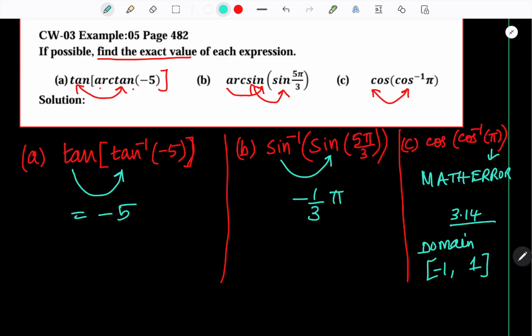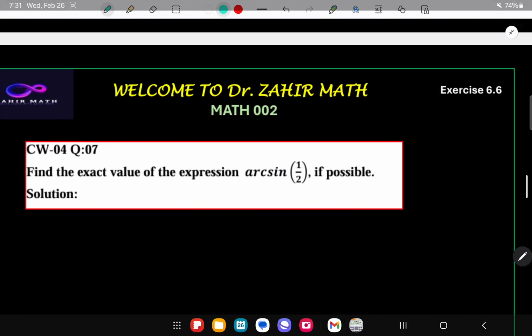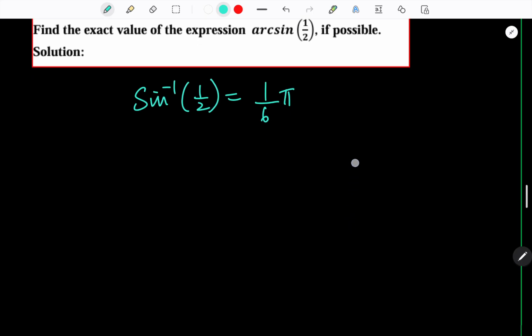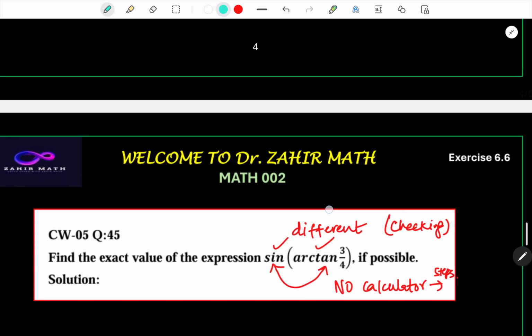Therefore, automatically the cosine angle can never be 180 degrees, which is outside the range. So what you need to write in the exam is undefined. Let's go to the next question. The next question is sine inverse -12. Directly you can put it in the calculator. You will get 1 by 6 pi.